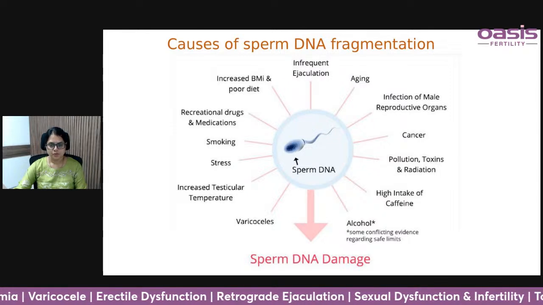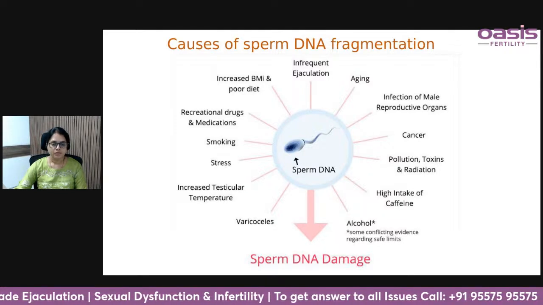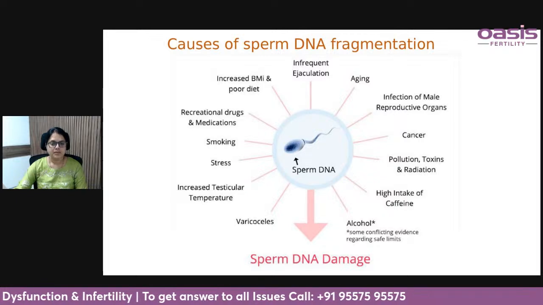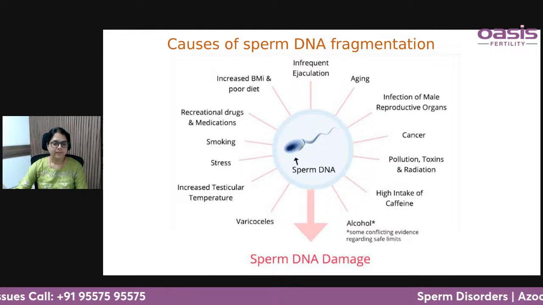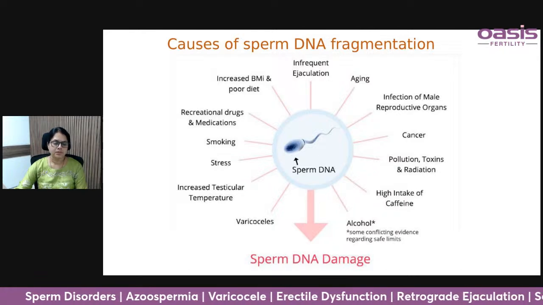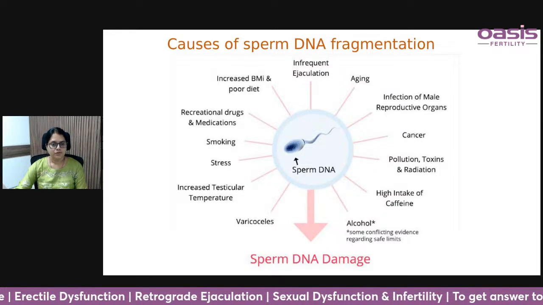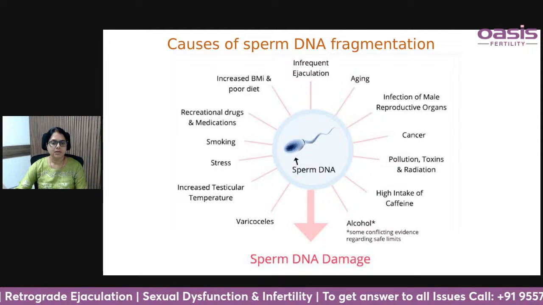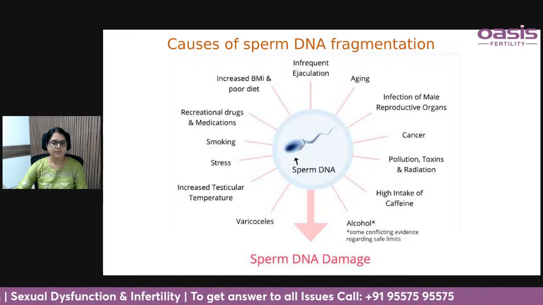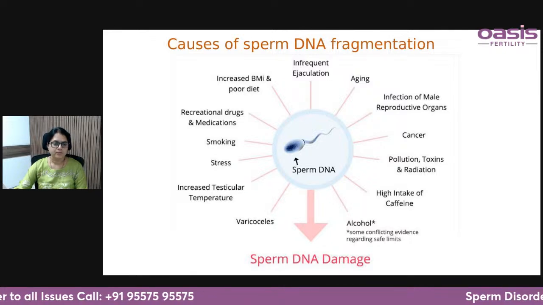If the person is exposed to pollutions or toxins or any radiation therapy, then high intake of caffeine, high intake of alcohol consumption, then if he is suffering from varicocele, then increased testicular temperature, like taking hot baths or sauna baths, and if he is in a stressful condition, and if he is a smoker, then if he is using any recreational drugs and medications, and increased BMI, that is obesity, and poor diet, and infrequent ejaculation, all these cause sperm DNA damage.